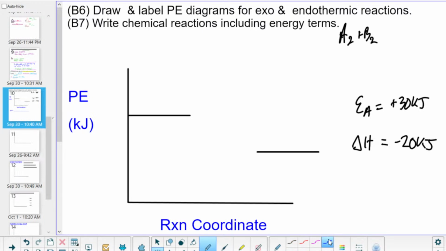Okay, it's almost 11:35. You could put away your lab for the last 10 minutes. We're just going to go over some potential energy diagrams for exo and endothermic reactions. Go over energy terms for those. Pull out your notes. All that stuff.